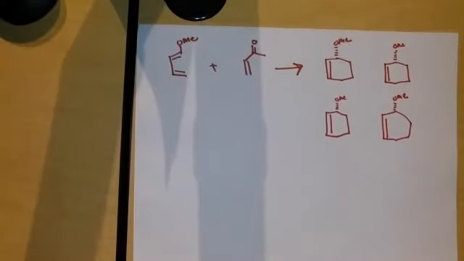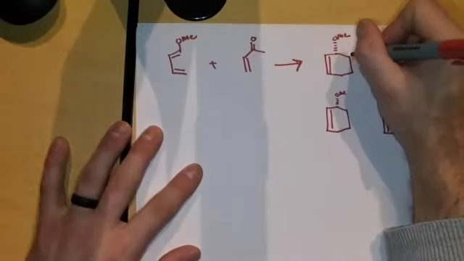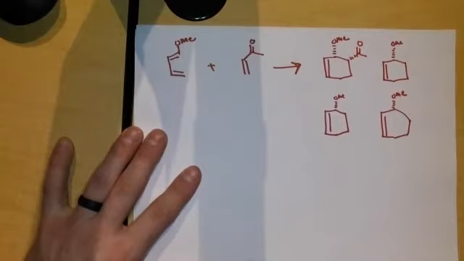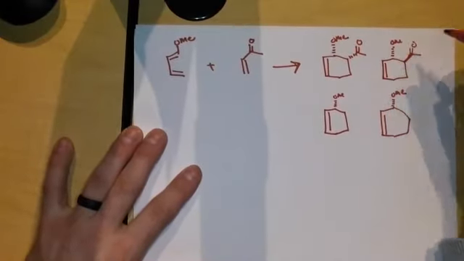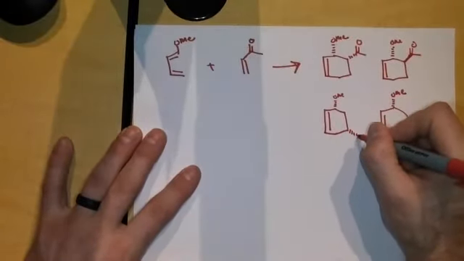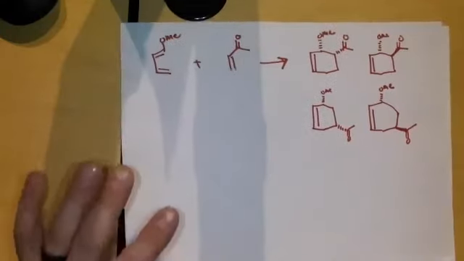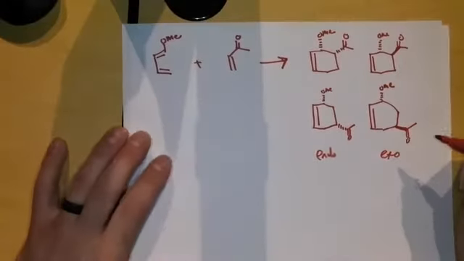And as we've been doing previously, we want our large group to be on dashes. So let's draw this in as a dash. That will be our endo. Exo is going to be the wedge. We could flip this over. Endo. Exo here. So endo, exo.